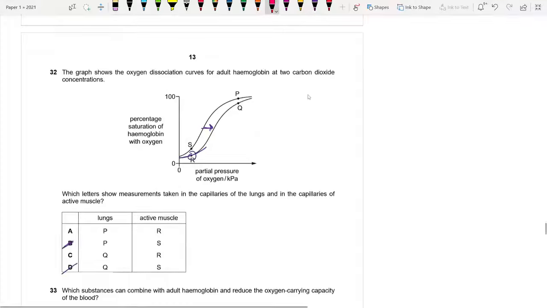Now what about the lungs? In the lungs, the partial pressure of oxygen is higher and carbon dioxide is lower, so we should be considering the curve on the left. Bohr shift does not occur. And in the capillaries of the lungs, saturation should be high because we are loading oxygen into hemoglobin, okay. So logically, in 32, in lungs, it should be at P. So it's going to be P and R. That's the logic, okay. So this is in the lungs and this is in active muscle or tissue or anything, okay. So remember this, guys, it's really important. And S and Q are almost impossible instances, okay.